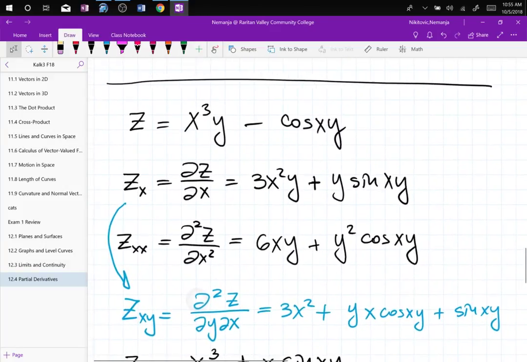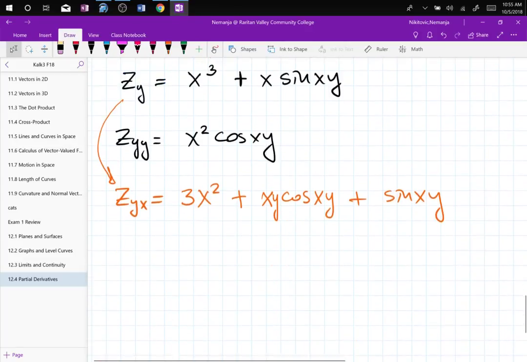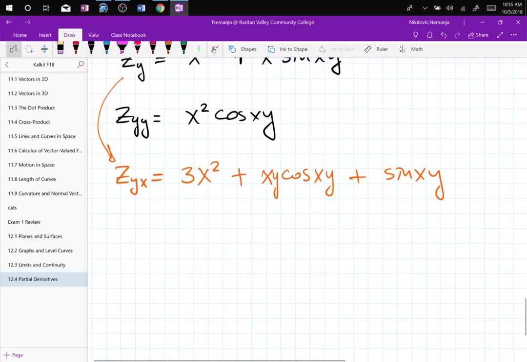Good. The theorem that says that mixed partial derivatives are the same is in the book somewhere.